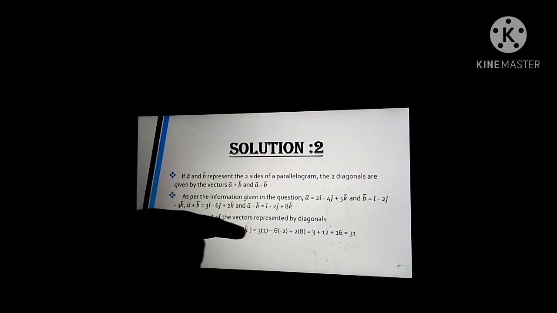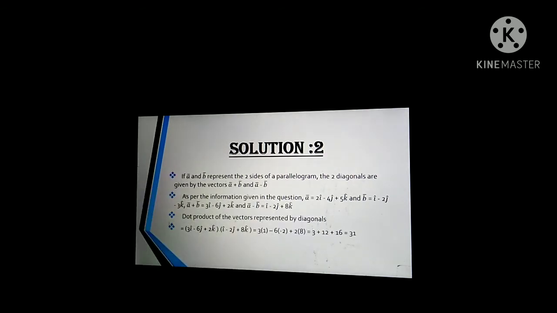So 3 into 1 is 3, -6 into -2 becomes +12, and 2 into 8 is 16. So 16 and 12 is 28, and then 28 plus 3 is 31. So we have the final answer as 31 for this question.